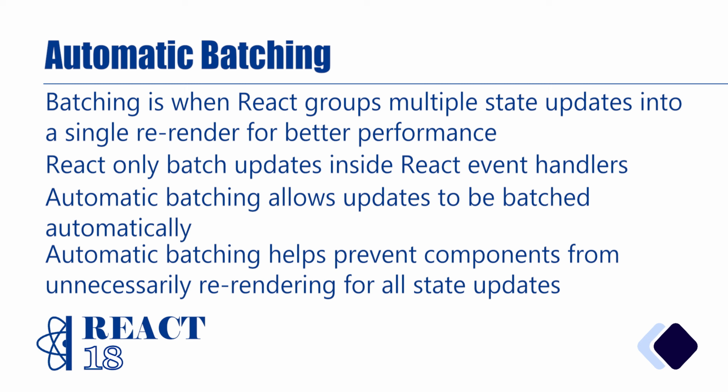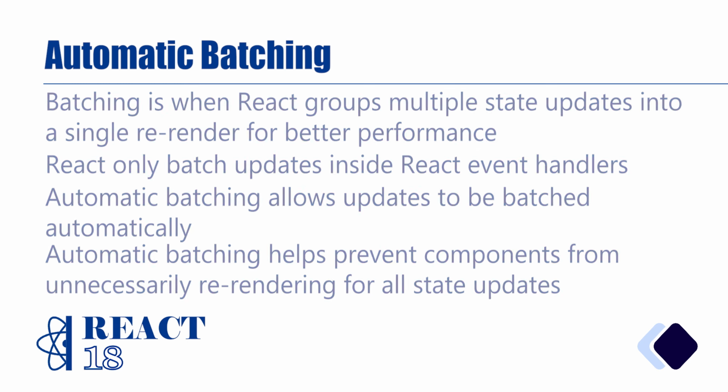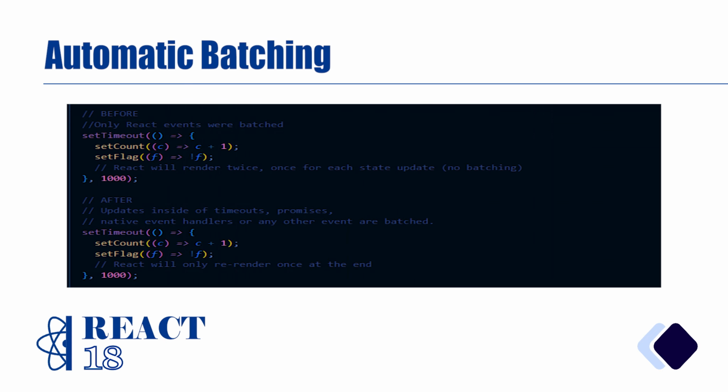Automatic batching will enable batching for all state updates irrespective of where they are coming from with createRoot. This will include batched state updates, asynchronous operations, intervals, native event handlers, and timeouts. As you can see, in React 17 and previous versions, React only batched updates inside a callback. It sets both states, which causes a re-render, making the entire React app re-render twice separately.